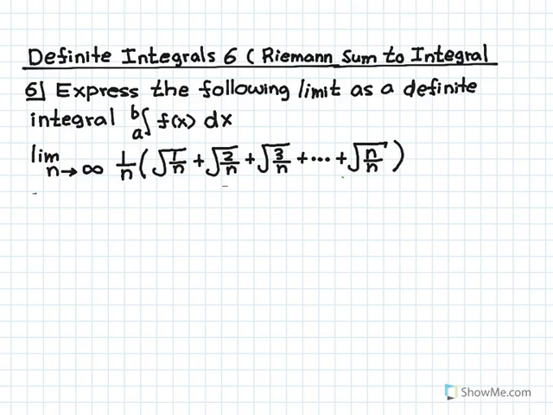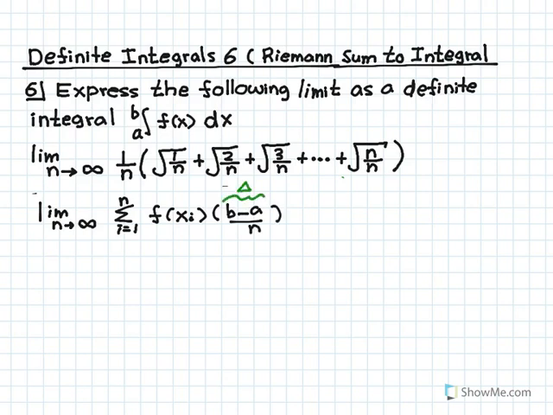So we start by writing the definition of Riemann sum. That's limit n goes to infinity, summation i goes from 1 to n, f of xi times b minus a over n. This part, b minus a over n, is delta x. And this is equal to the definite integral a to b f of x dx.